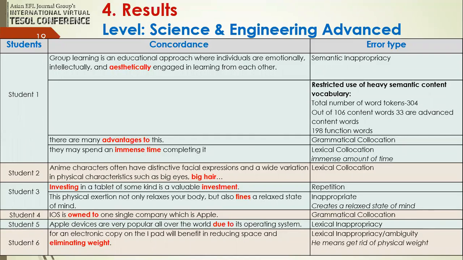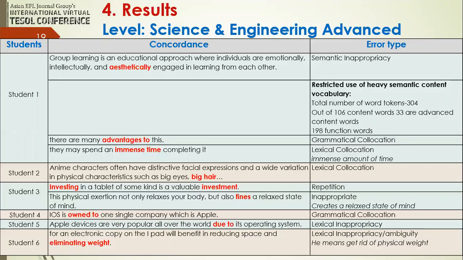He said, "aesthetically engaged." Normally, for example, he can say artistically, or he says "aesthetically engaged in learning from each other." There are many advantages to this, many advantages of this. "Immense time," lexical collocation, we say in English "immense amount of time." "Big hair," look at the collocation, big to hair.